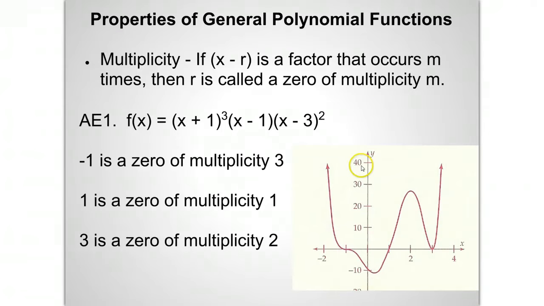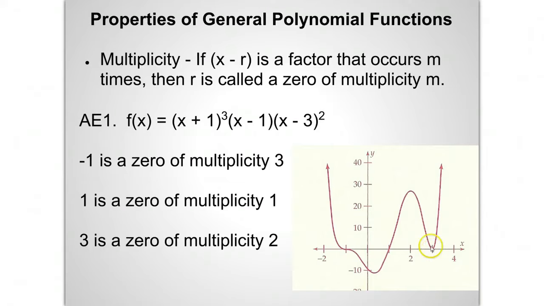If we look at this graph, and this is a graph we saw in class at the beginning of class, we can see the existence of the zeros at negative 1, 1, and 3. And you'll notice in this case, when the zero was negative 1, the graph intersected the x-axis there. And same thing happened here at 1.